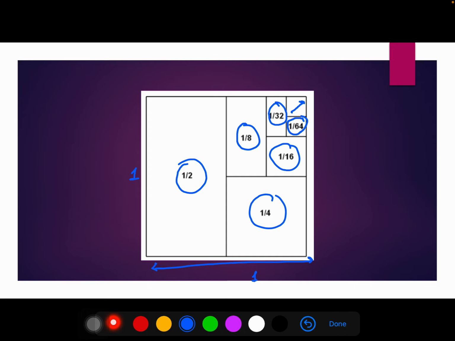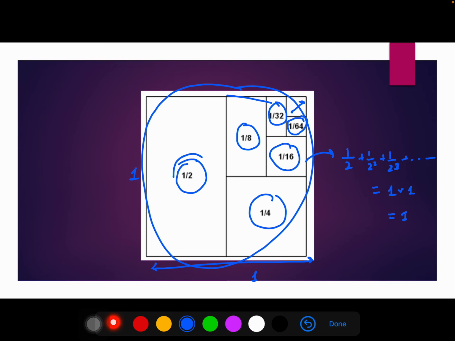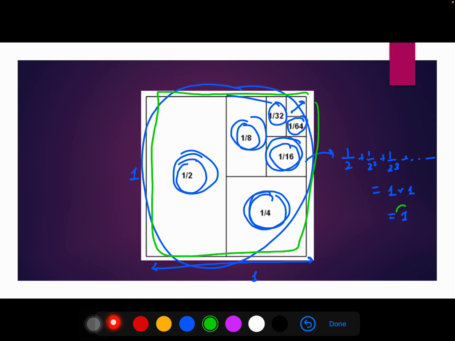So with these terms 1 by 2, 1 by 2 square, 1 by 2 cube and so on, we are filling this whole square, and the area of the square is 1 into 1, that is 1. So you just saw that half plus 1 by 2 square plus 1 by 2 cube plus 1 by 2 raised to power 4 and so on will make the whole square, and the area will be equal to 1. So here we just proved that the sum of the series is 1.